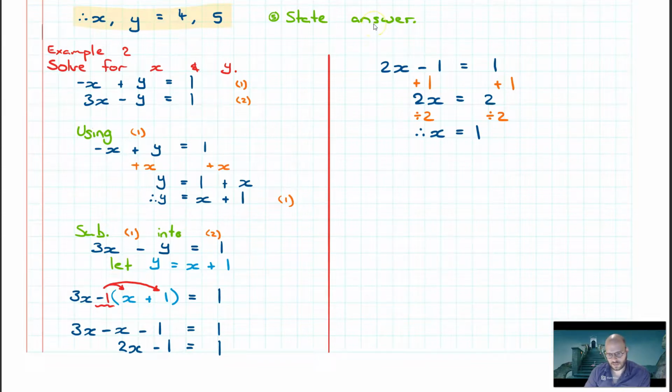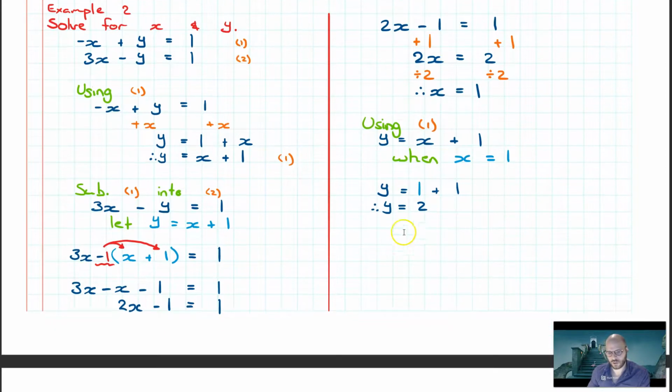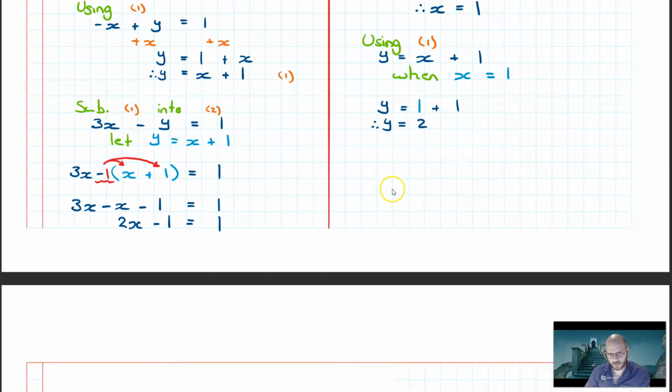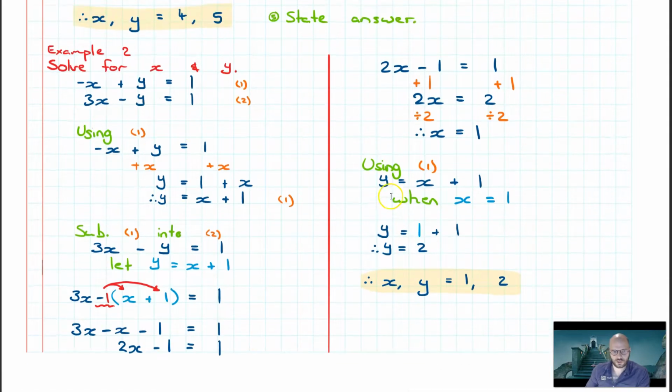Now, since I know x, I can now solve for y. Writing out equation 1, I'm going to go y equals x plus 1, and it's when x is equal to 1. When x is equal to 1, y is equal to 2. So finishing this off, I can therefore say that x and y are equal to 1 and 2 respectively. So our solution to this system of equations here is x equals 1, y equals 2.